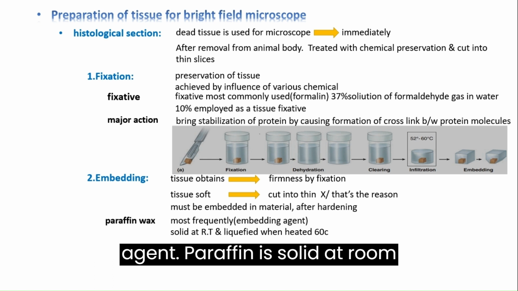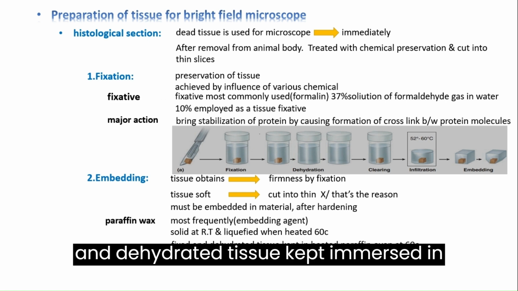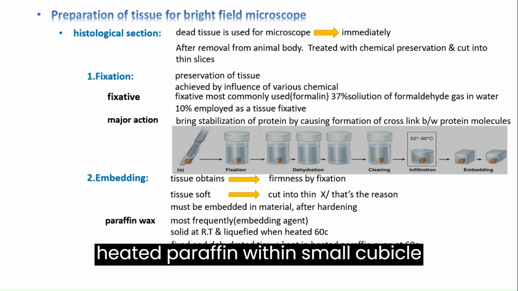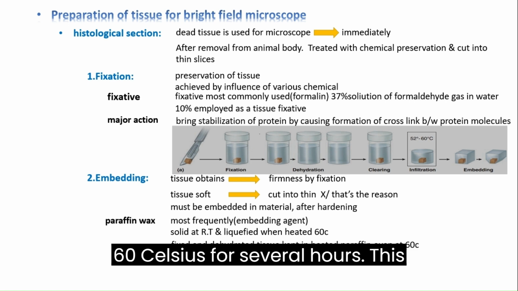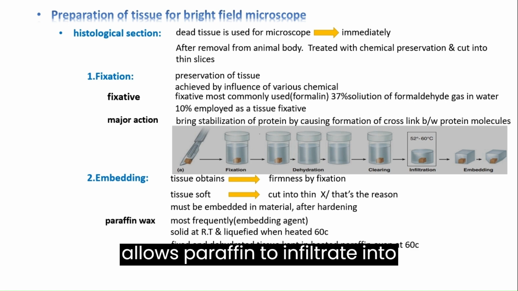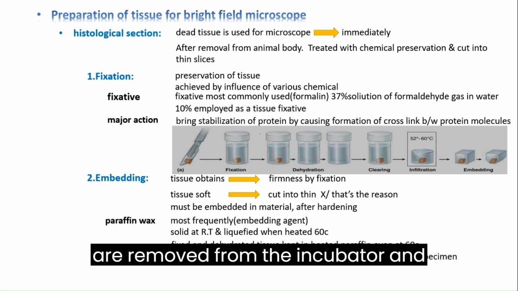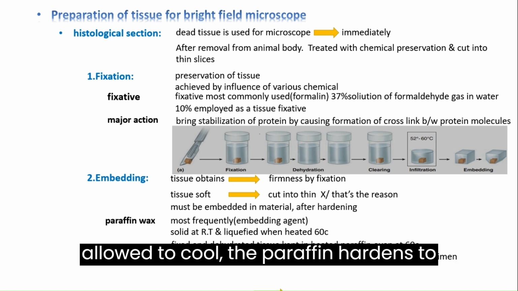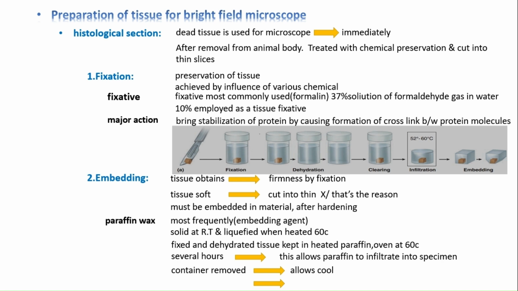Paraffin is solid at room temperature but becomes liquefied when heated to 60 Celsius. The fixed and dehydrated tissue is kept immersed in heated paraffin, within small cubical containers which are kept in an oven at 60 Celsius for several hours. This allows paraffin to infiltrate the specimen thoroughly. When the containers are removed from the incubator and allowed to cool, the paraffin hardens to form a firm, cubical block containing the embedded tissue specimen.